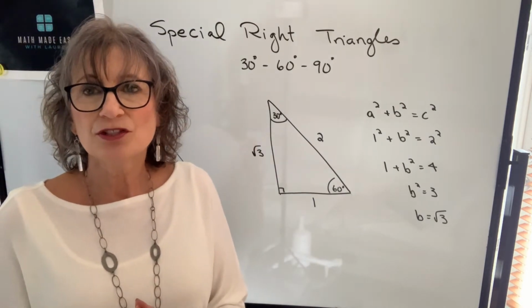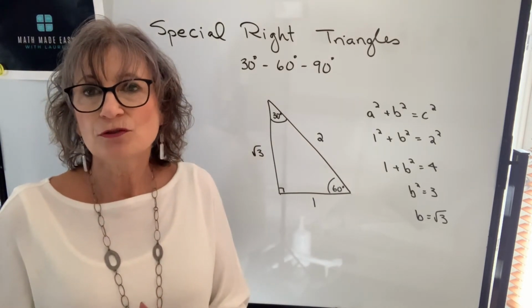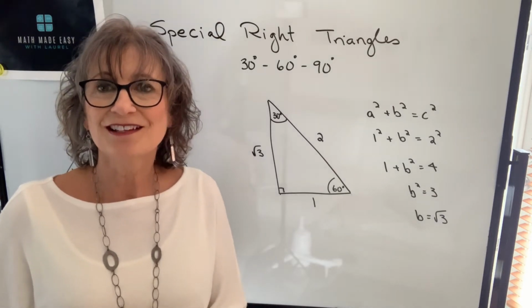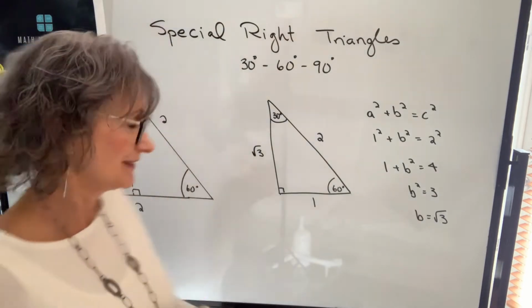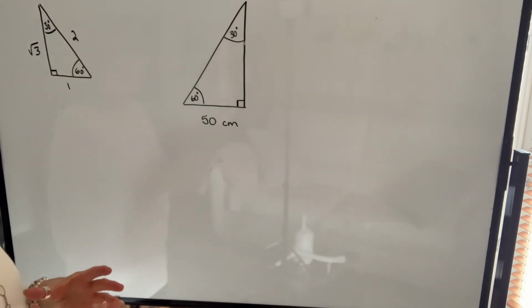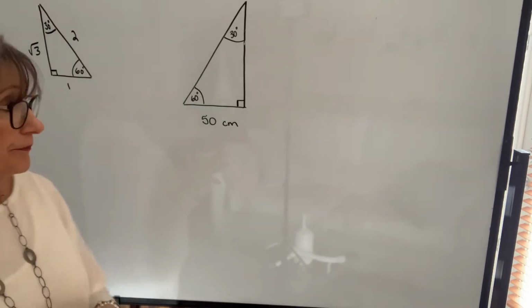Knowing this information allows us to find any two sides of a 30, 60, 90 degree triangle when we just know one side. Let's take a look at some examples. So here are the numbers, and root 3 is approximately 1.73, but we'll keep it exact until we have to round off a final answer.